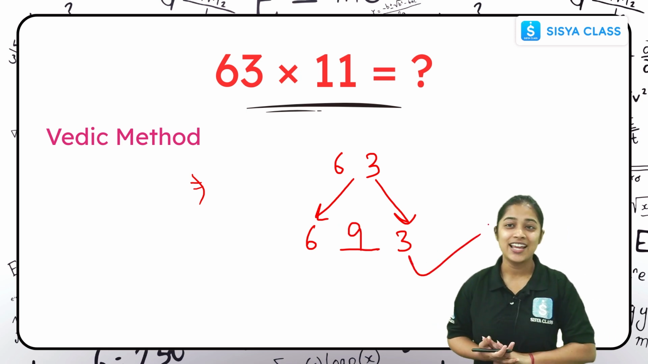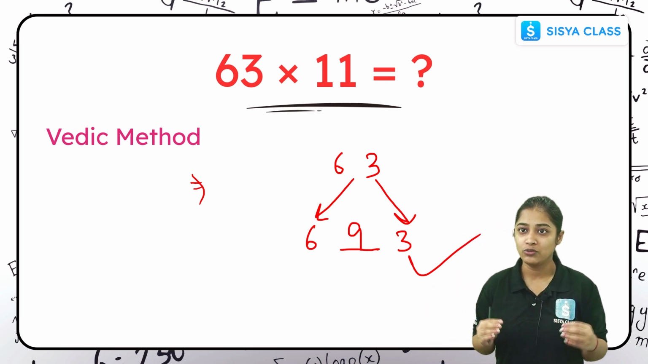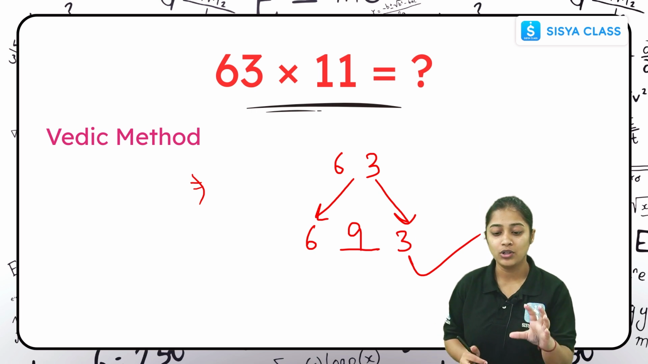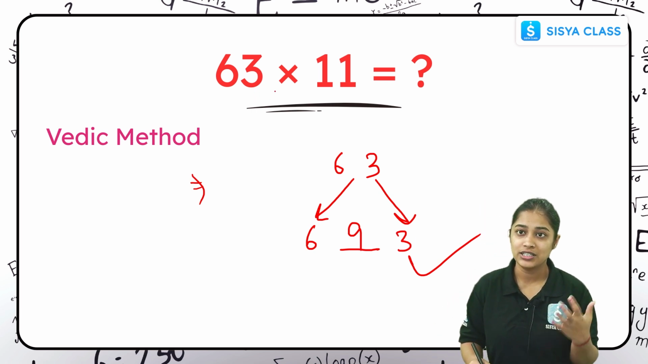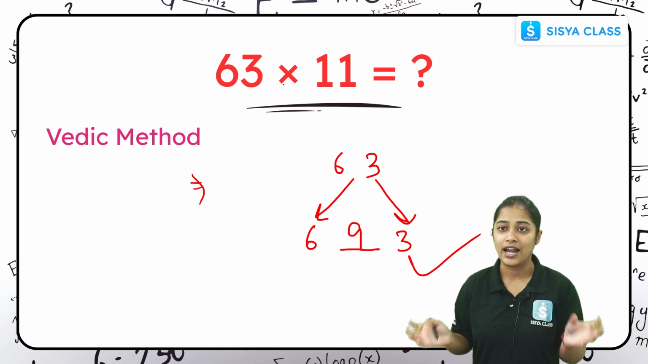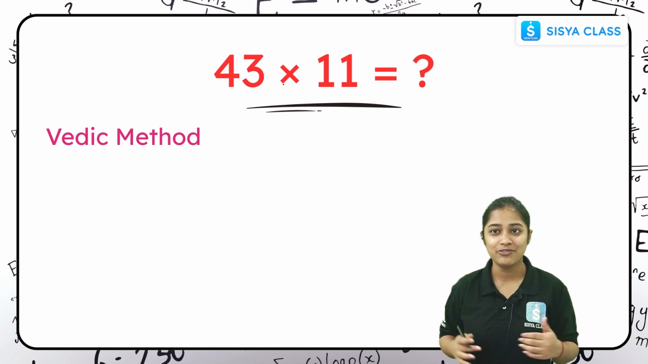Very easy, right? So whenever you have a two-digit number, you have to remember here that you will apply this trick only when the sum of the digits is less than 10. If the sum of the digits is less than 10, then you can apply this trick. Just write your digits and in between the digits, write the sum of the digits. Let's see one more example.